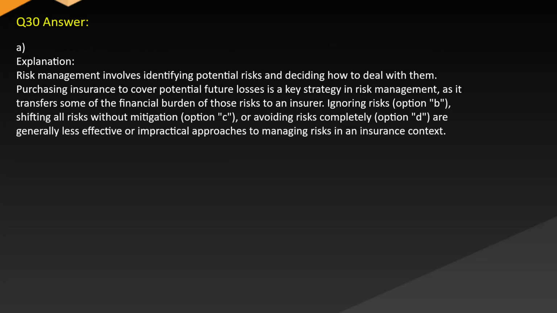Answer: A. Explanation. Risk management involves identifying potential risks and deciding how to deal with them. Purchasing insurance to cover potential future losses is a key strategy in risk management, as it transfers some of the financial burden of those risks to an insurer. Ignoring risks, option B, shifting all risks without mitigation, option C, or avoiding risks completely, option D, are generally less effective or impractical approaches to managing risks in an insurance context.